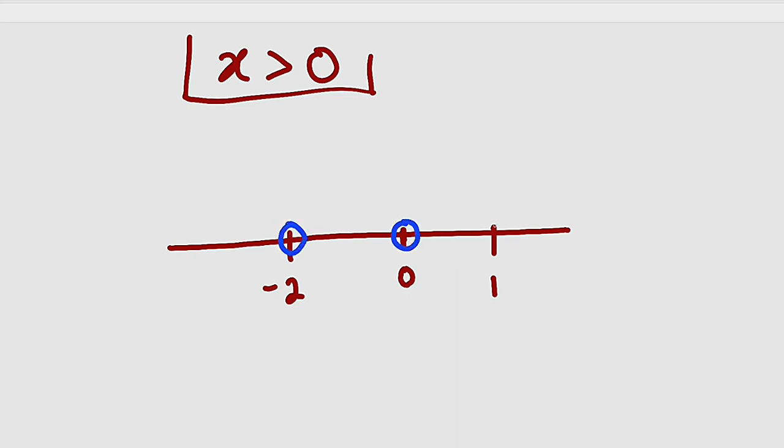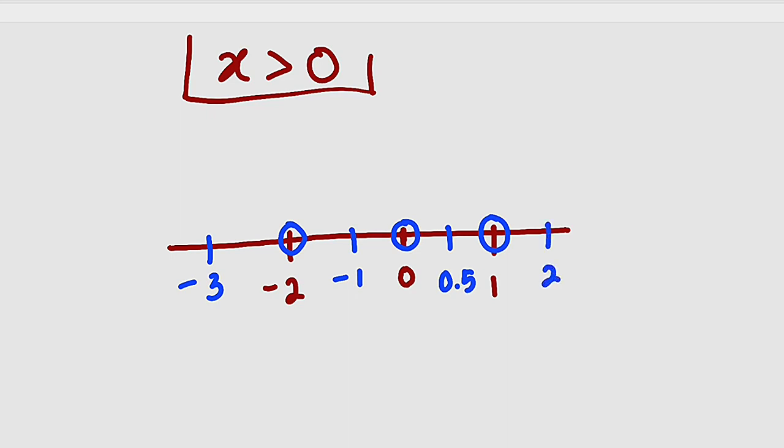So where is our solution? We are going to test a value here, here, here, and here. So let's test for negative 3 here. Test for negative 1 here. Test for 0.5. And we can test for 2 here.